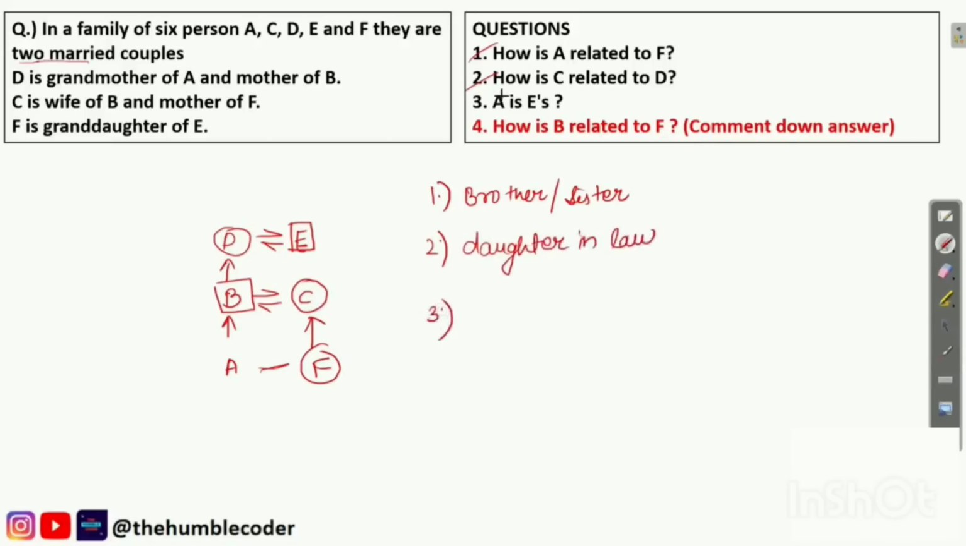Next, A is what? So A is E's grandchild, right? And since we do not know the gender, we will not specify either one, or we can simply mention grandchild.